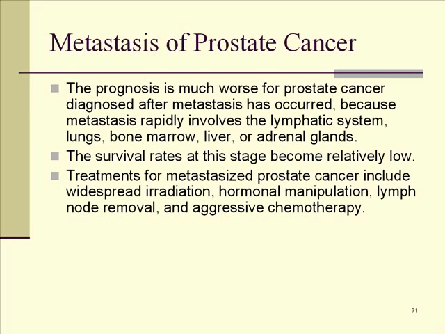Metastasis occurs rapidly because of the lymphatic system. Every time you see blood vessels, and this is a very vascular area, you see lymphatic vessels. If a cancer develops there, it can migrate into the lymphatic system and quickly spread throughout the system. So you'll quickly see involvement of the lungs, the bone marrow, the liver, and the adrenal glands can be involved as well. The survival rate at this stage is relatively low. Now remember, we're saying the diagnosis was made when the cancer had already metastasized. Okay, if you screen with PSA and you catch it early, it's a very treatable cancer.